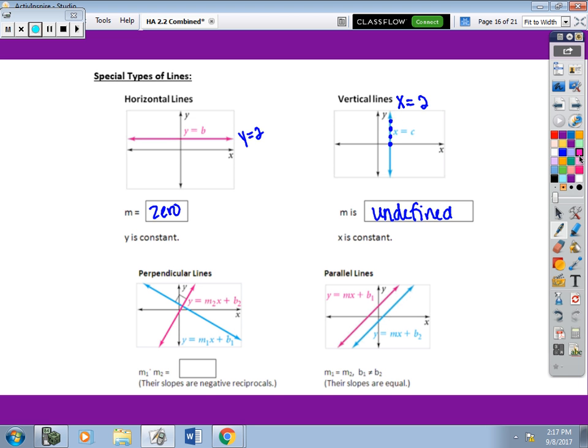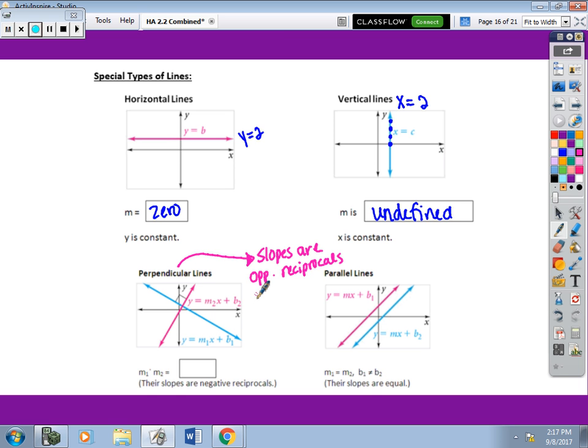Okay, perpendicular lines. There's a special relationship between perpendicular lines. The main attribute is their slopes have a relationship. Does anyone remember what the slopes relationship is? Augie? Negative reciprocal. Yes, negative reciprocal or opposite reciprocals. So their slopes are opposite reciprocals.